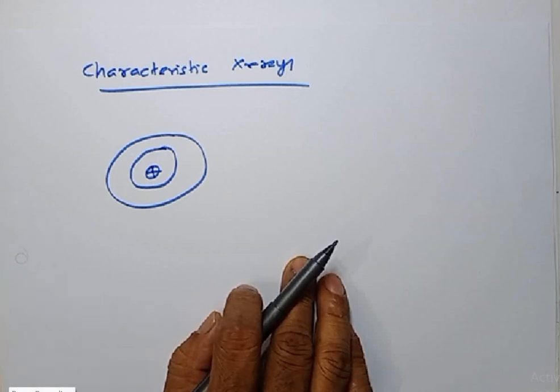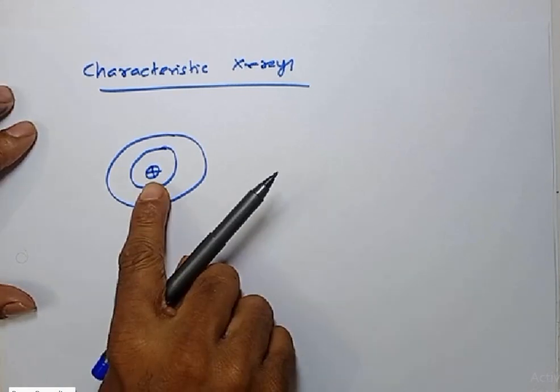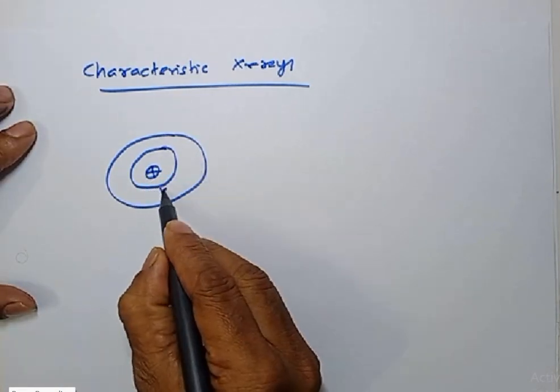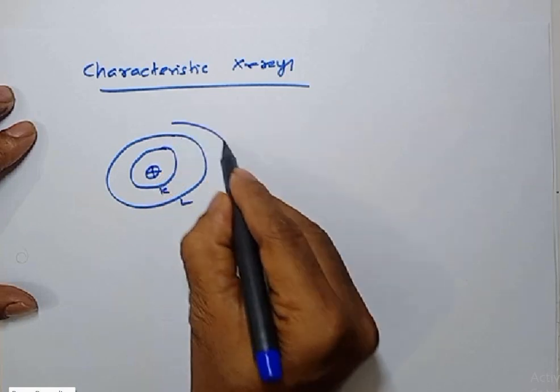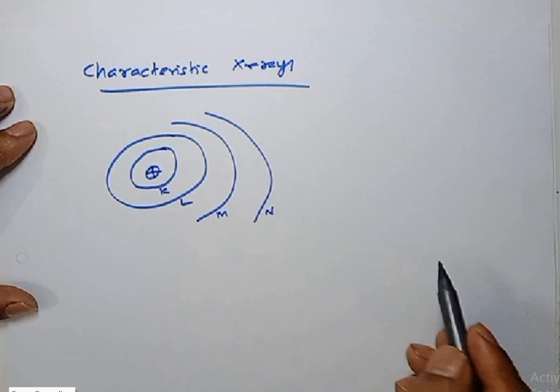So what are characteristic X-rays? How to understand this? You take an atom. In the atom we have the nucleus at the center. We have the K shell, the L shell, the M shell. Like that we have different shells: K, L, M, N, etc.